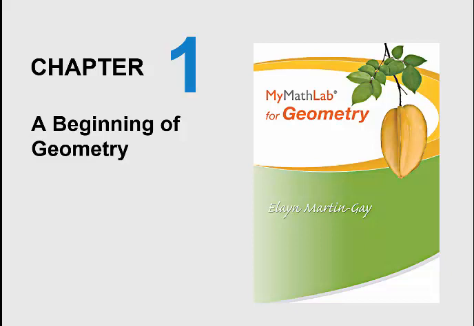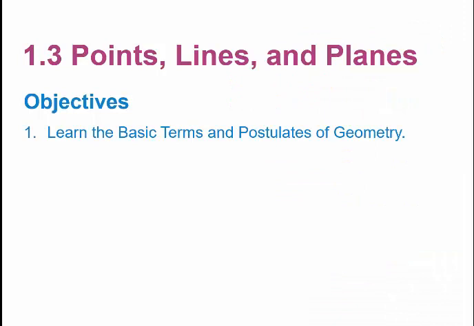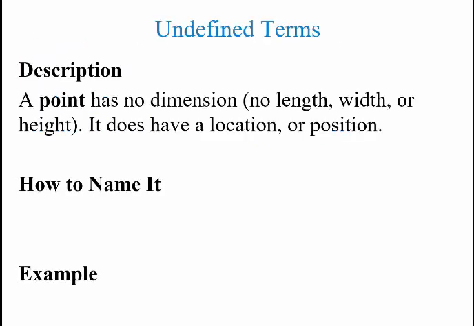Hi class, let us begin week 2 by continuing in chapter 1, but now we're going to start with section 1.3. This is all going to be about points, lines, and planes. We have one objective in this section, and all we want to do is learn the basic terms and postulates of geometry. Now what a postulate is, is just something that we assume to be true or take as a given. All right, so let's start with some undefined terms.